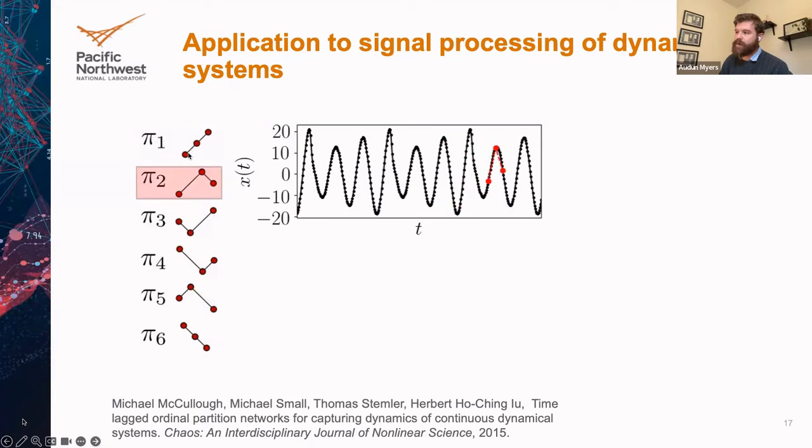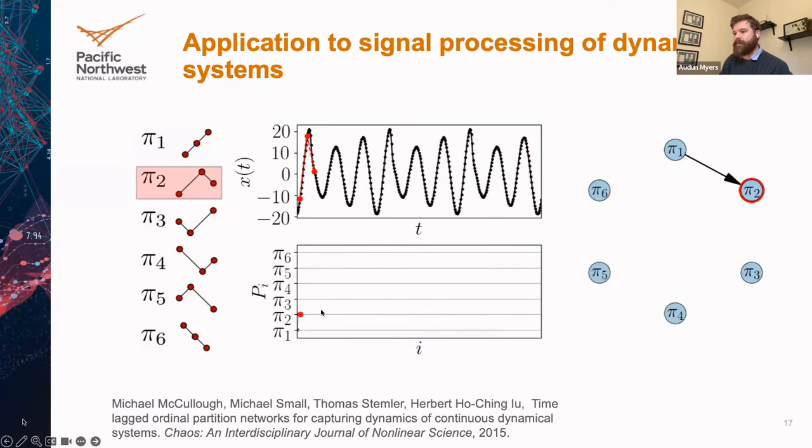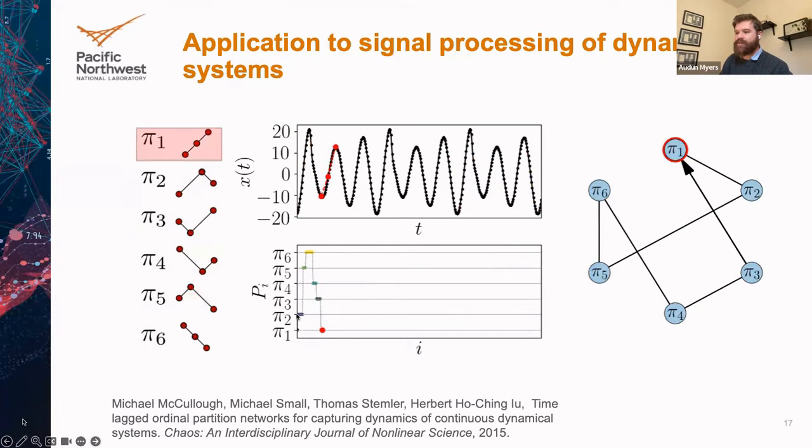So pi1 here is where they're all increasing. You see this will happen right as this goes up, so it goes to pi1 there. Now if I track these over time, I get this permutation sequence here. I can treat each permutation as a node in a graph, and then add an edge between nodes if there's a transition between them. So there's a transition from pi6 to pi4, so I add that edge.